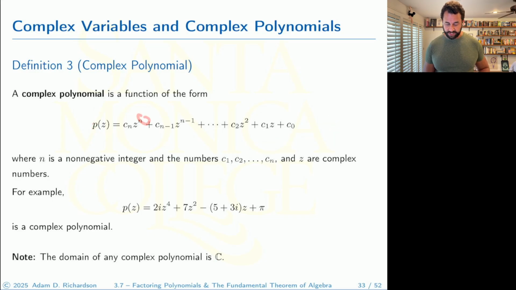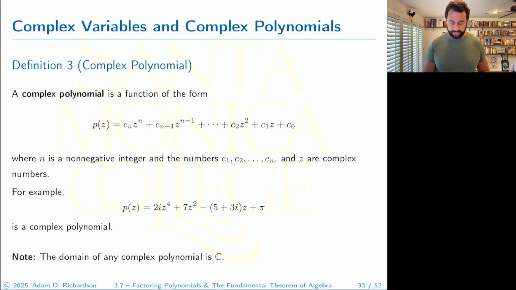n is a non-negative integer, except now the coefficients are allowed to be complex numbers. For example, here is a complex polynomial, 2i times z to the fourth plus 7z squared minus 5 plus 3iz plus pi. That's a complex polynomial. Another note, very similar to polynomials of a real variable, the domain of any complex polynomial is everything. It's all of the complex plane. So there's no numbers that are going to cause problems here when we're working with complex polynomials. Everything is acceptable.